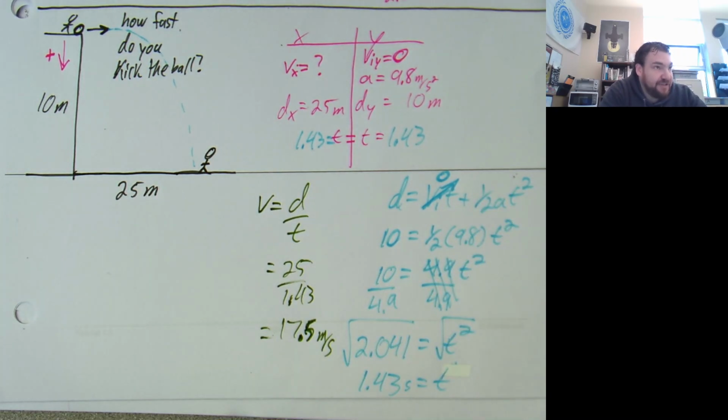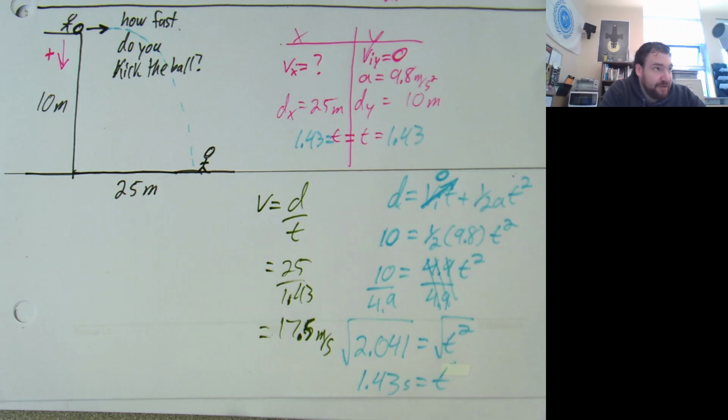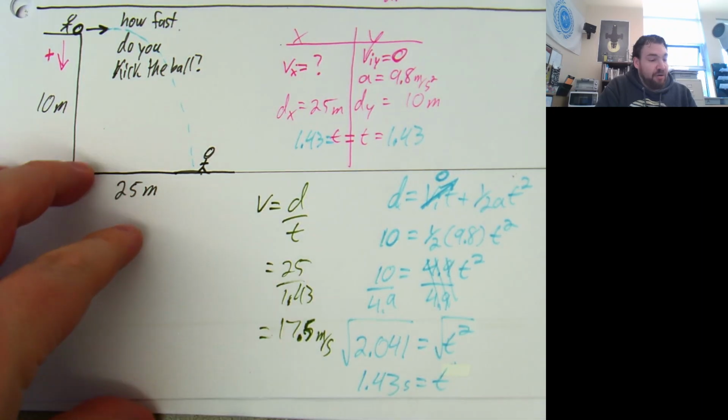So that is how fast you need to kick the ball. That's how fast the ball needs to be moving when it leaves your foot if you're going to get it to your friend on the ground 25 meters away. Questions, comments, concerns? Okay. We'll make it more interesting day after tomorrow.